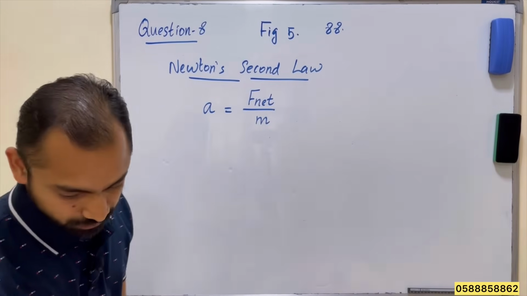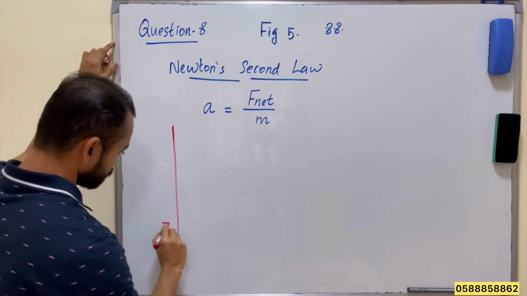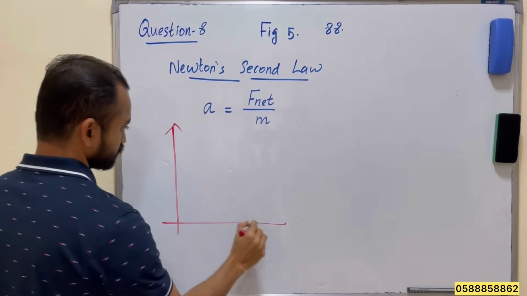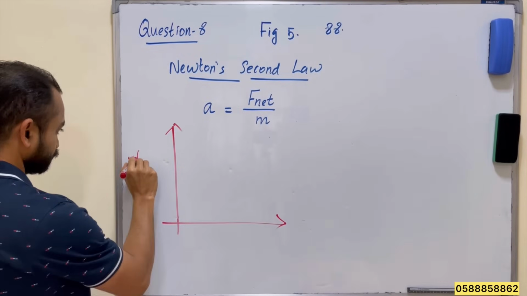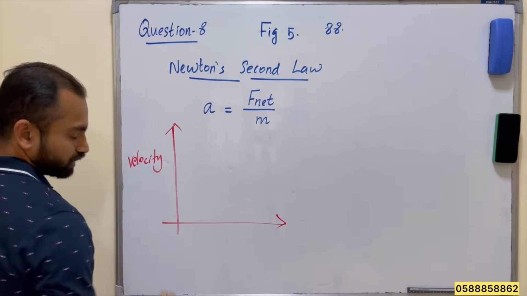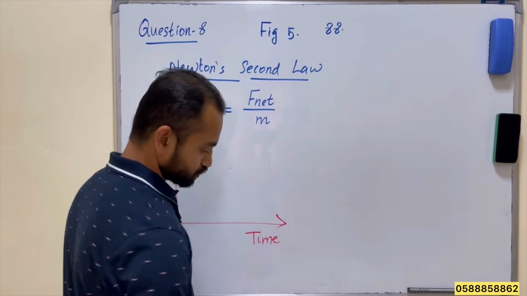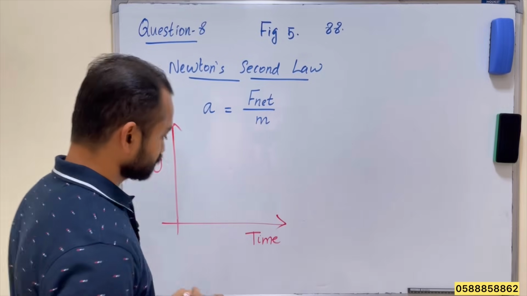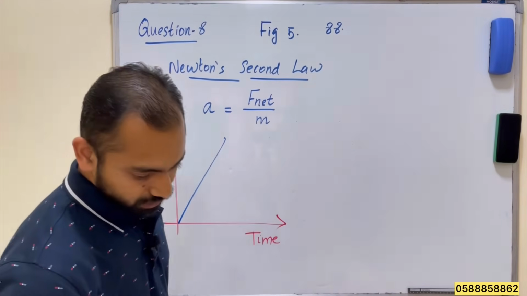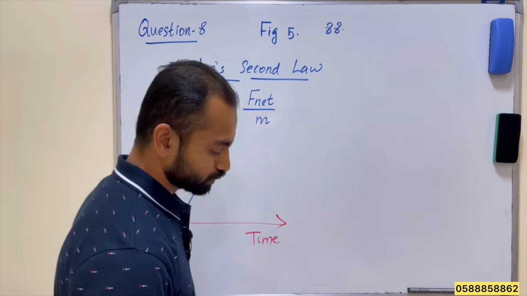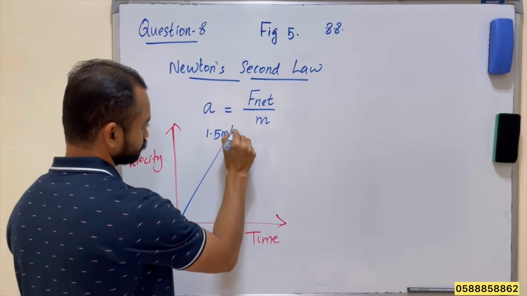So in figure 5, we have a graph given like this. So x-axis and y-axis. On the y-axis velocity, and on the x-axis time is given. So we have 3 lines. Number 1. Here it is given, slope of this graph is 1.5 meter per second squared.